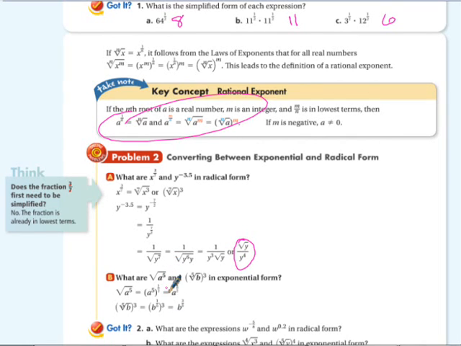What are the square root of a to the 5th and the 5th root of b cubed in exponential form? Again, the index is the denominator.